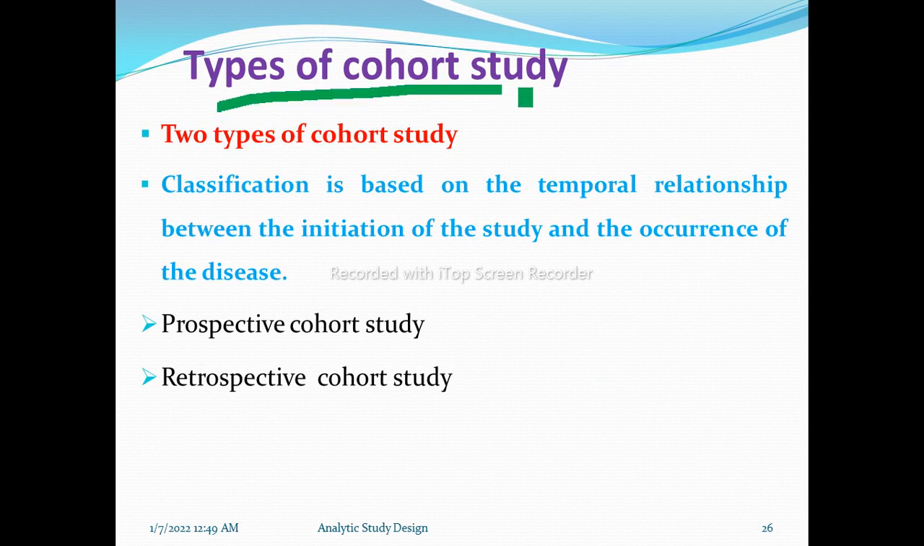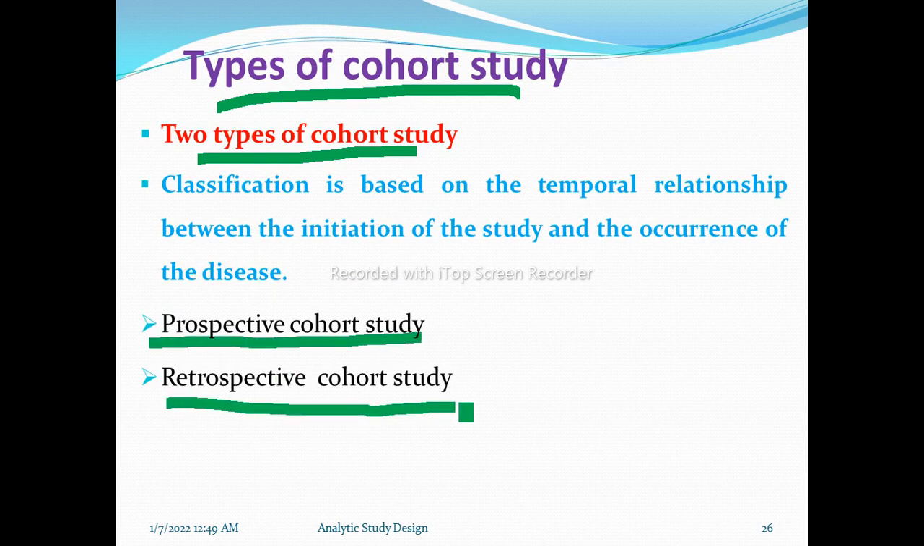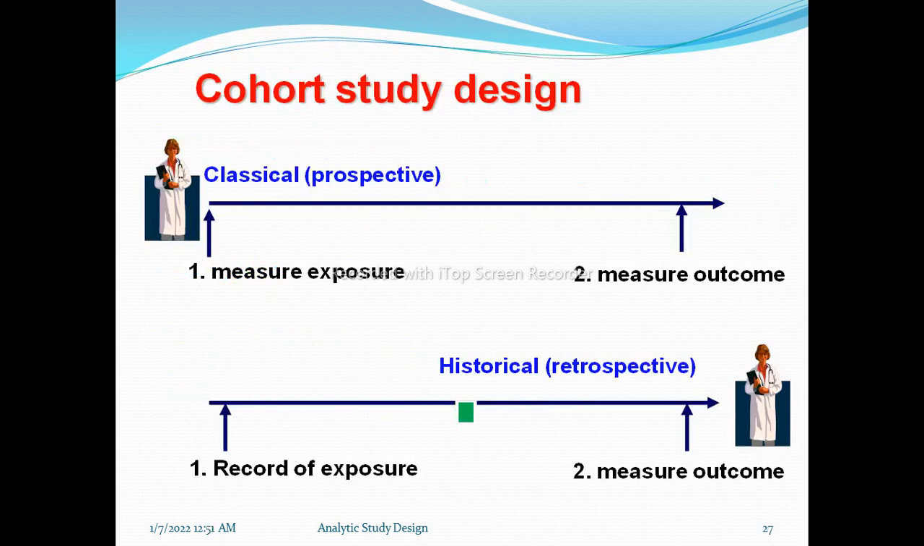Types of cohort study. There are two types of cohort study. This is a classification based on the temporal relationship between the initiation of the study and the occurrence of disease. So there are two types: prospective cohort study and retrospective cohort study. This is an important diagram to show the difference between them. The prospective cohort study is in the future. This is the classical, most common type of cohort study.